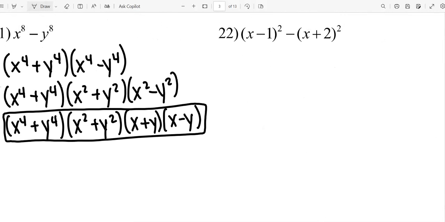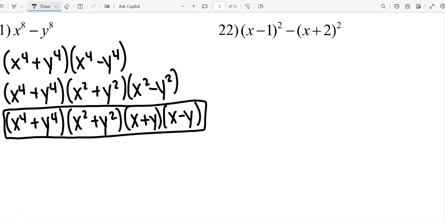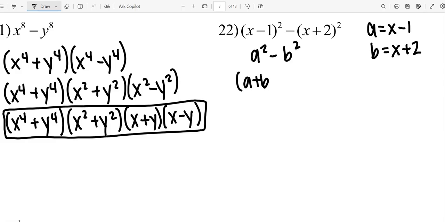Same idea as the last one we did. So try. What'd you make A? X minus 1. So for this one, we want to make A equal to X minus 1. B is equal to X plus 2. So we have A squared minus B squared. That factors into A plus B times A minus B.